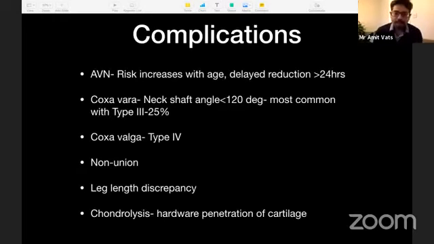Talking about complications again, the big risk is avascular necrosis. With type 3 fractures, there's a risk of coxa vara, where the neck shaft angle may be less than 120 degrees. Coxa valga can also happen, especially with injuries around the trochanter and early fusion of the GT epiphysis. Also non-unions, leg length discrepancy, and a risk of chondrolysis, especially with metalwork being put in to stabilize the fracture. So please do take care not to breach the cartilage.